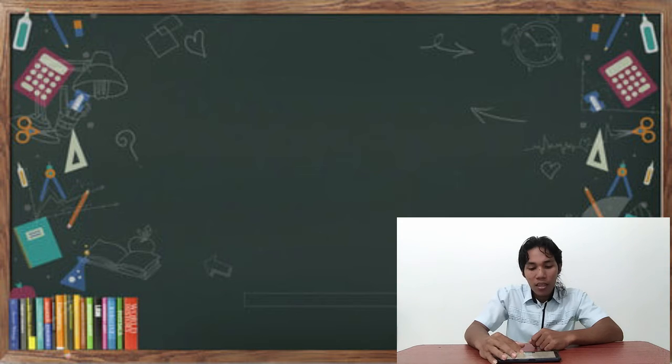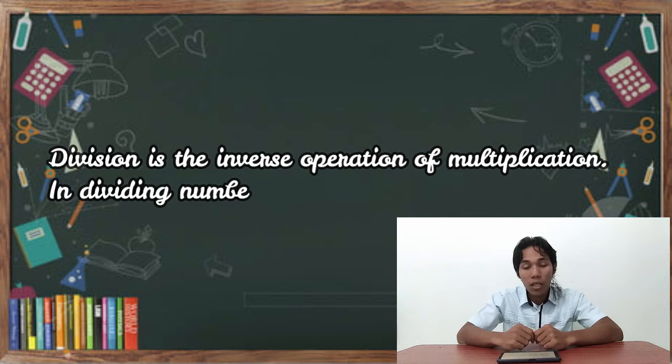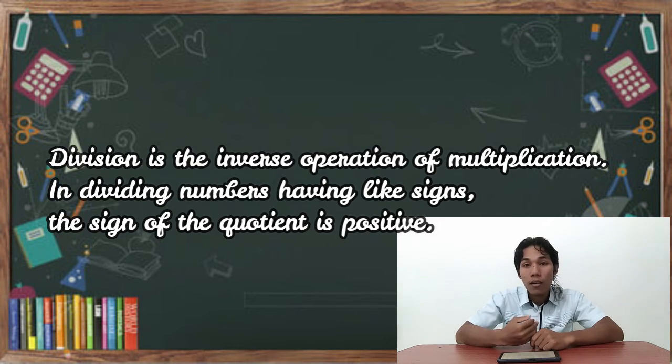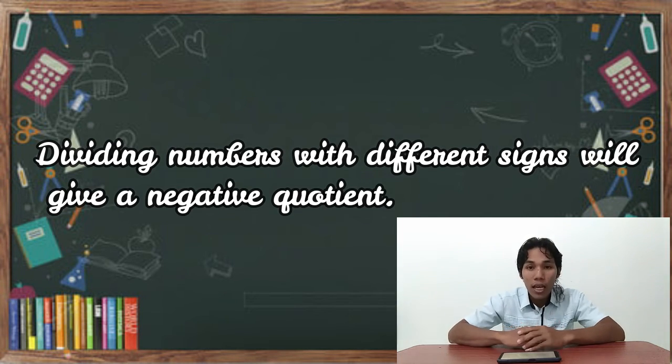And now, last but not the least, is the division of integers. Division is the inverse operation of multiplication. So kabaliktaran ng multiplication yung division. In dividing numbers having like signs, the sign of the quotient is positive. And dividing numbers with different signs will give a negative quotient. So halos magkatulad lang sila ni multiplication. Kung same sign, ang result is positive. And kung different sign, negative.